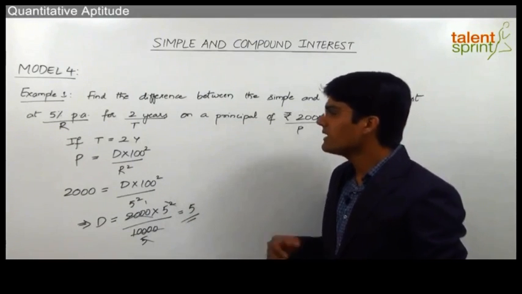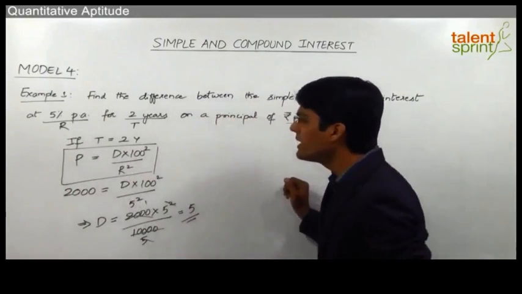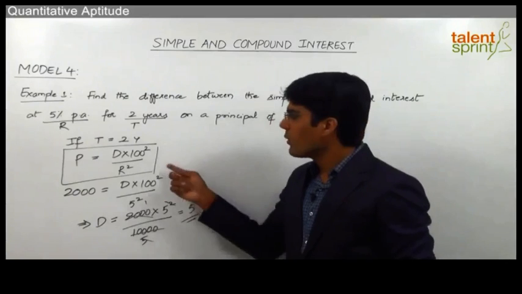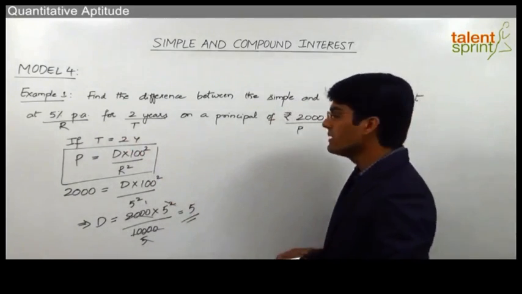So this is how, with the help of the formula, that is principal equals d into 100 squared by r squared, we can find out the difference or principal or the rate of interest when the other two values are specified. Let us now look at the other way of solving this question.